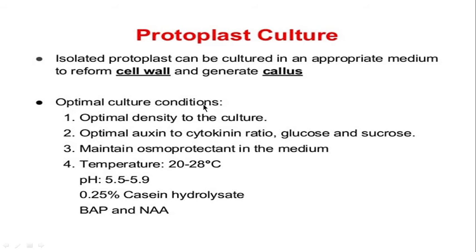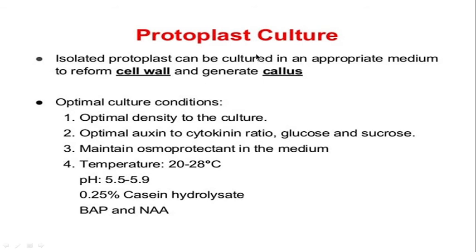After that, protoplast culture. In case of protoplast culture, isolated protoplast can be cultured in an appropriate medium to reform cell wall and generate callus. So in case of protoplast culture, the protoplast is liberated or isolated from any part of the whole plant from which the culture is prepared. For example, root, leaf, or flower, any part of the plant can be used and the culture is prepared.